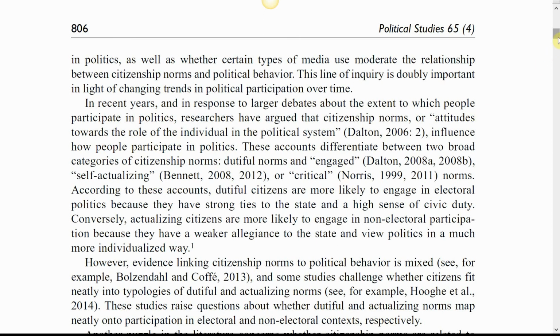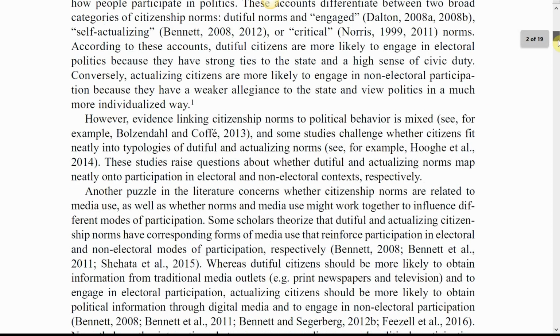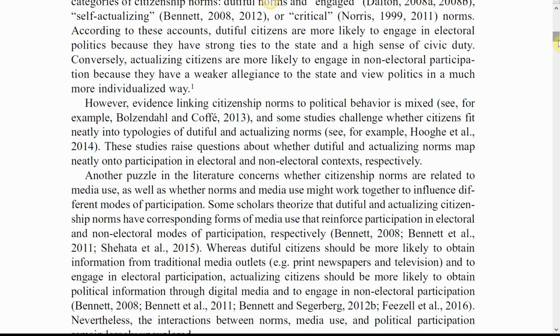Further down the piece, we see that they acknowledge that there's some mixed evidence. However, evidence linking citizenship norms to political behavior is mixed, and they give a citation. And some studies challenge whether citizens fit neatly into typologies, and they give a citation.